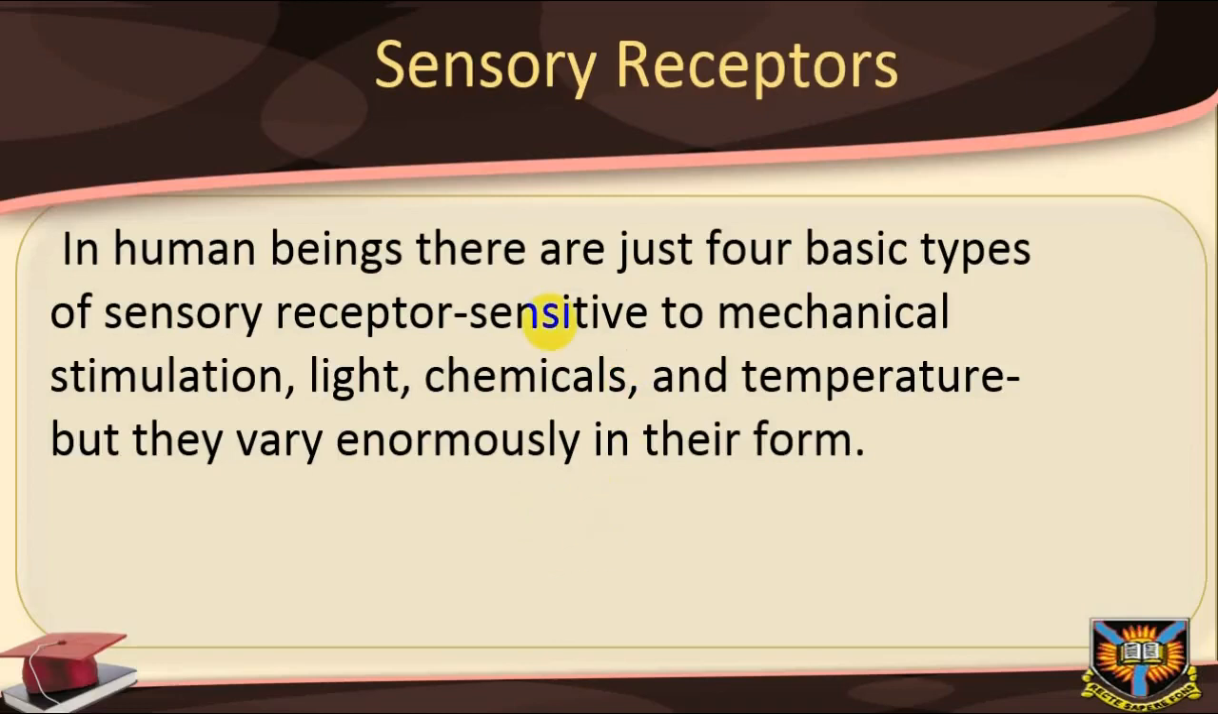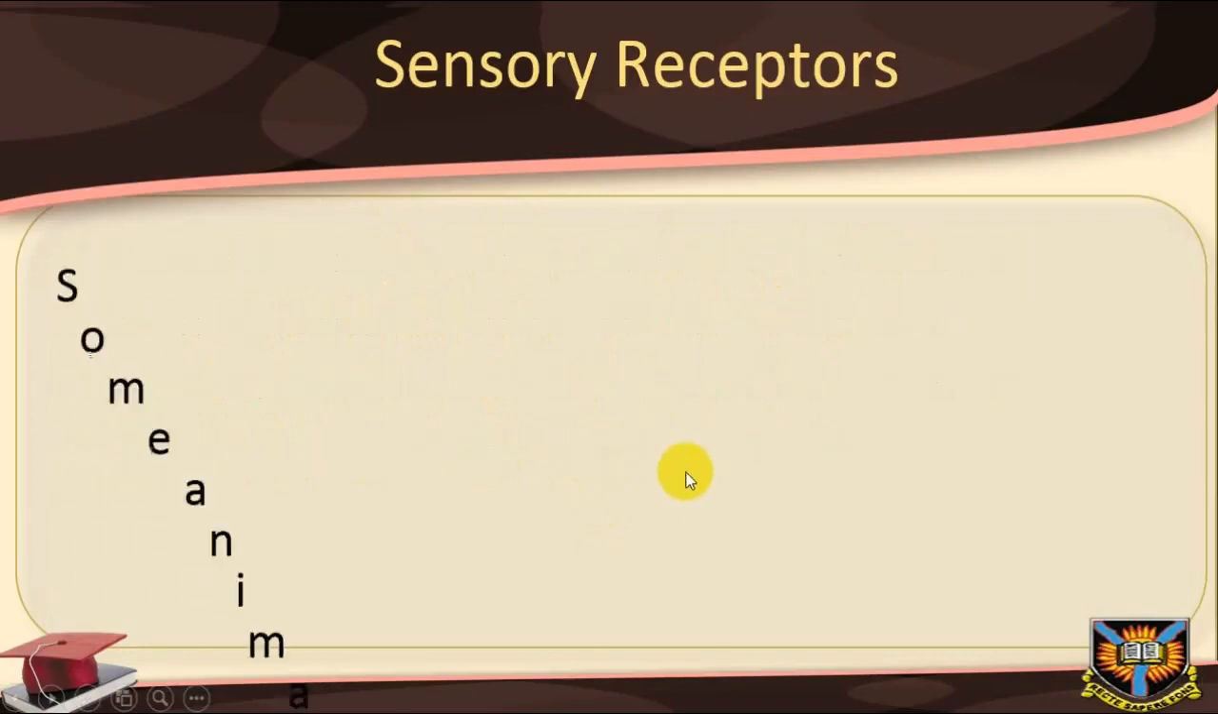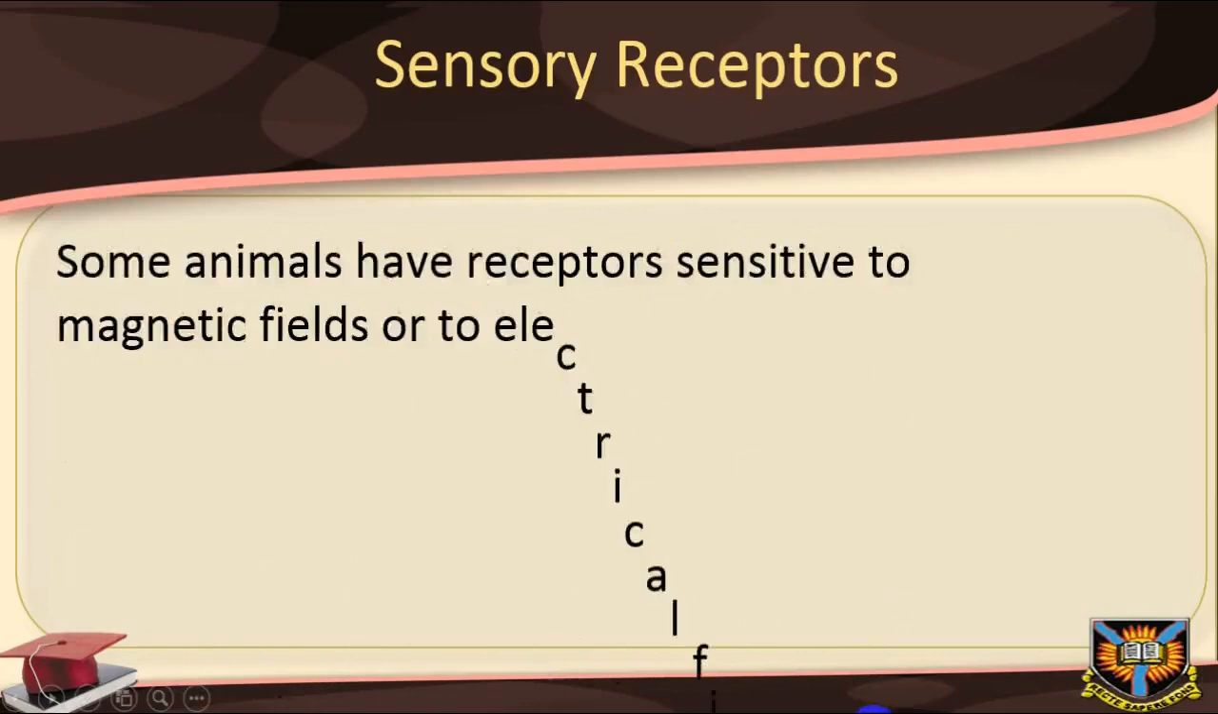In human beings, there are just 4 basic types of sensory receptor, sensitive to mechanical stimulation, light, chemicals, and temperature, but they vary enormously in their form. The particular kind of stimulus to which they respond is likely determined by the structure of the sense organ around them or by their location in the body. Some animals have receptors sensitive to magnetic fields or to electrical fields.